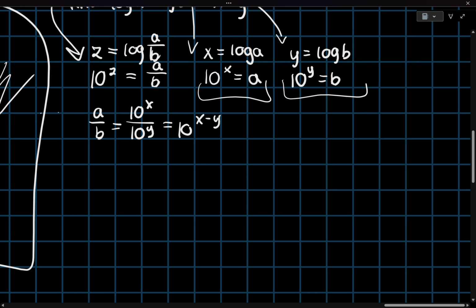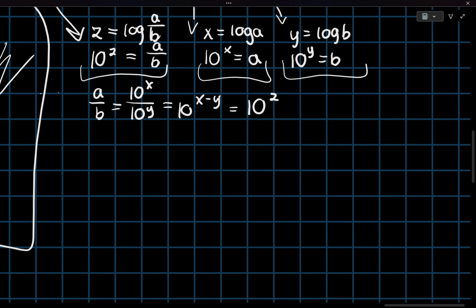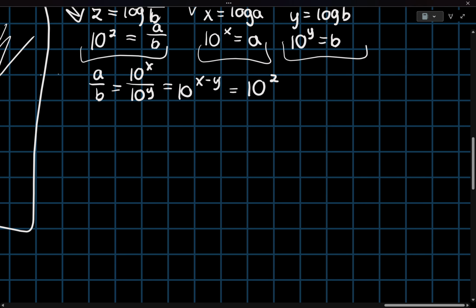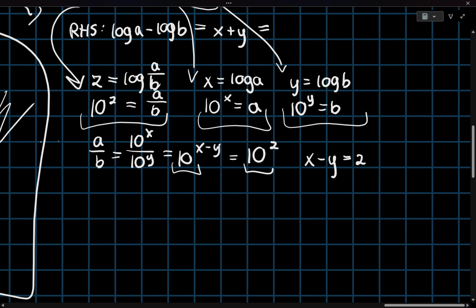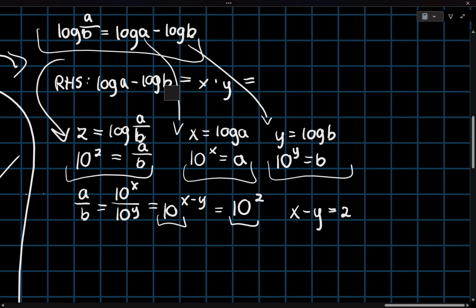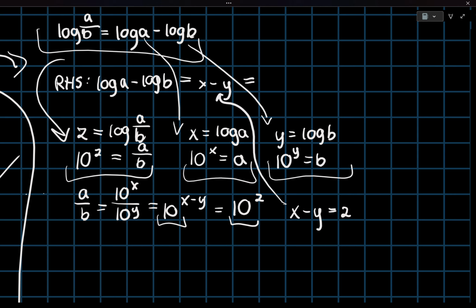And yeah, now we can just compare it to 10 to the power of z. And again, from that we have the same bases. So we can just say that x minus y equals z. And yeah, that's the same as this. So that's just z, and z is our logarithm of a by b, which is our left hand side.